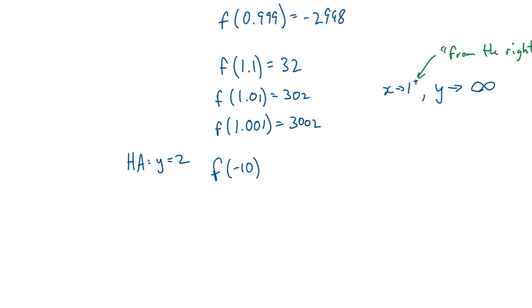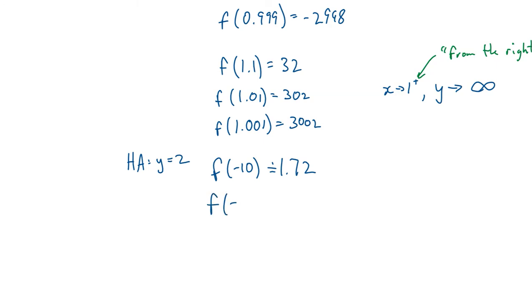When I plug negative 10 into the equation of the function, so 2 times negative 10 plus 1, all divided by negative 10 minus 1, all divided by negative 11, I get approximately 1.72. What should it be getting close to? 2. It's supposed to be approaching the asymptote. That's not very close, right? So 10 doesn't get you too close. So what should we try next?